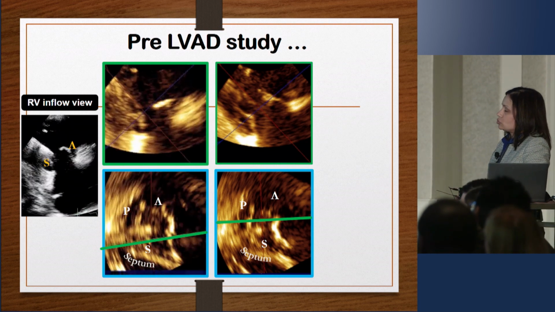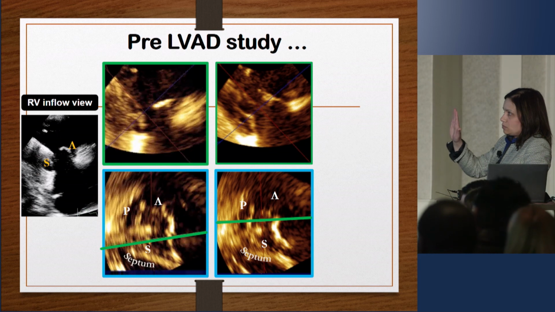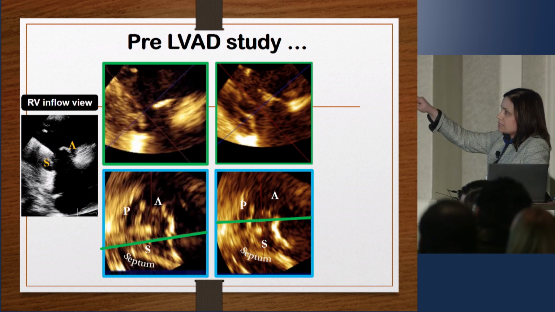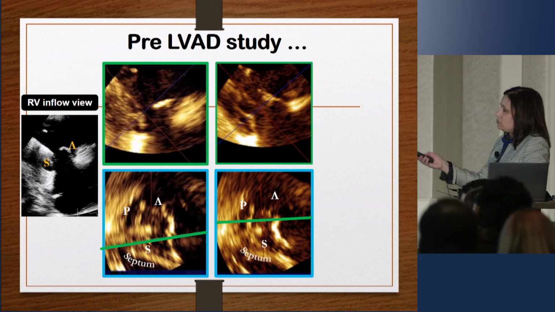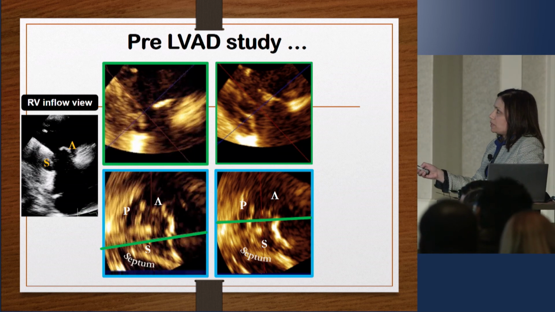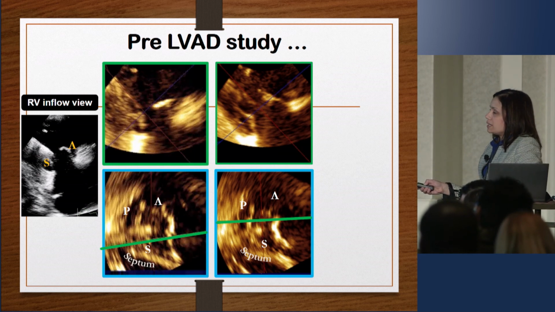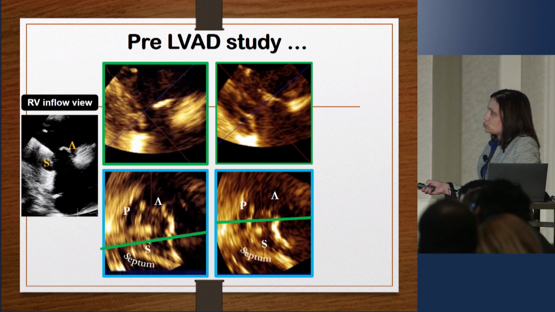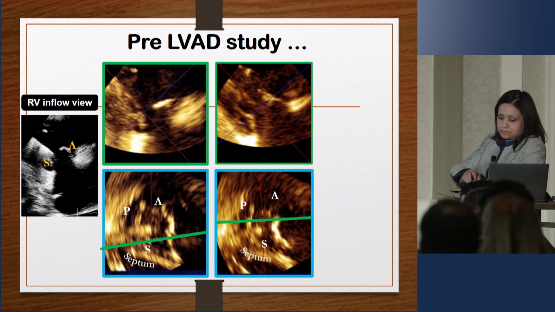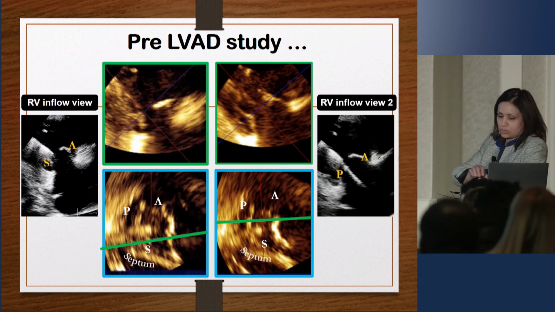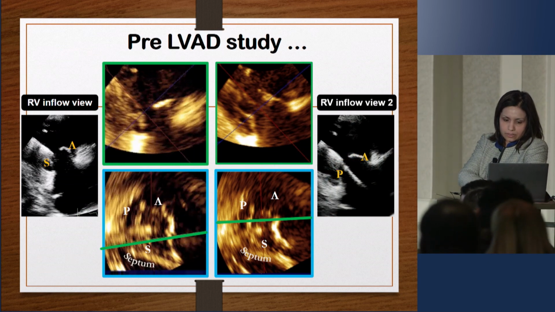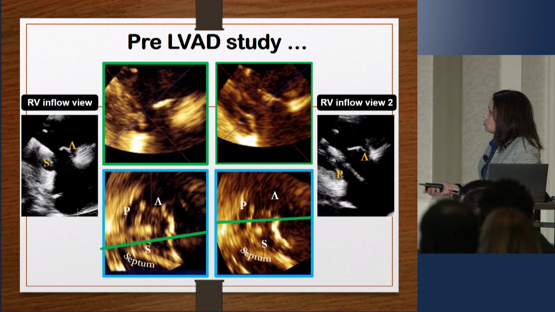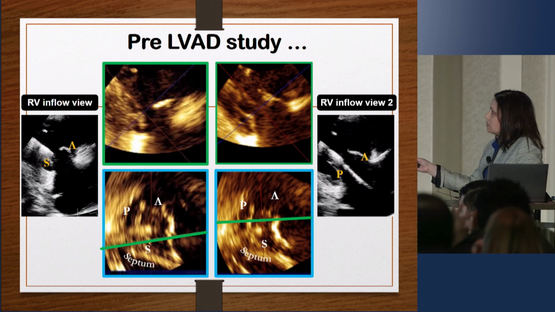So what we did to try to figure this out was that we took a full volume view in the RV inflow view. And with that full volume 3D data set, we opened it up using multiplanar reconstruction. And what we realized was that this 2D plane is actually cutting the anterior and the septal leaflets. And with a slight change in the probe position, as you can see over here, suddenly you appreciate malcoaptation of the tricuspid valve leaflets.